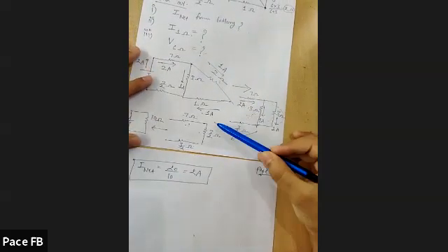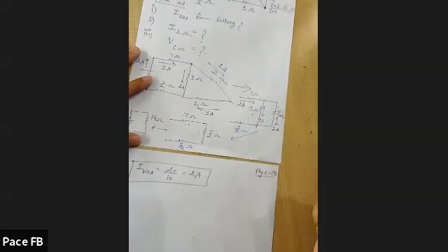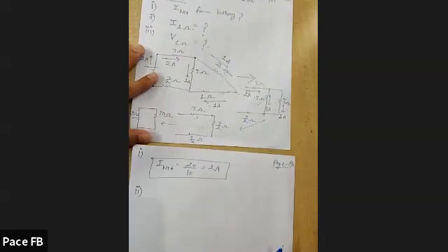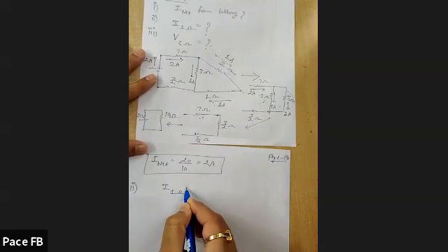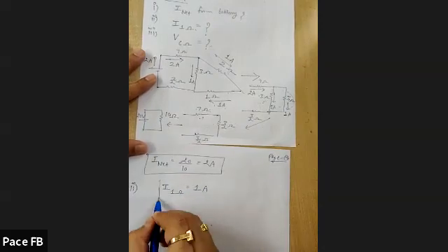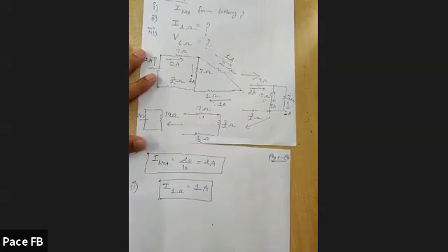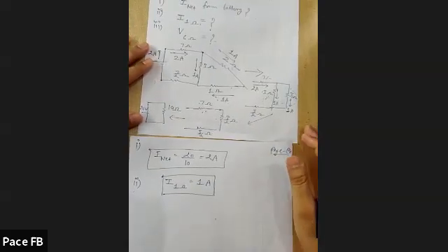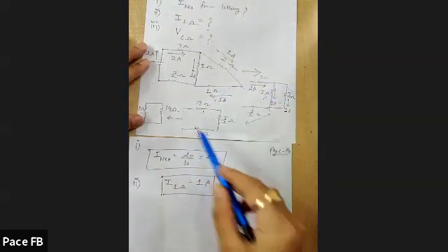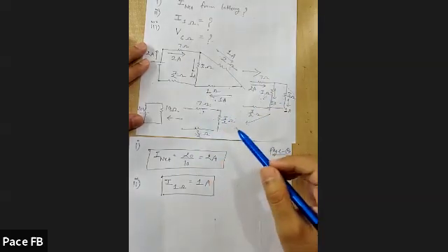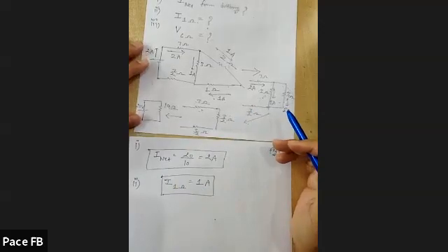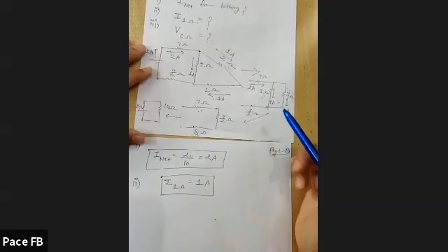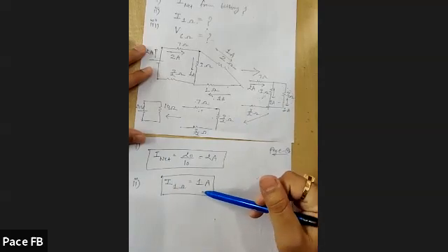What is the current passing through 1 ohm? Current passing through 1 ohm is how much? 1 ampere. Current passing through 1 ohm resistor is equal to 1 ampere. So these diagrams which I have drawn here will help you. Try to draw these diagrams whenever you solve such kind of questions. You will not have to do much calculation. You will directly get the answer. So the second part: current passing through 1 ohm is 1 ampere.